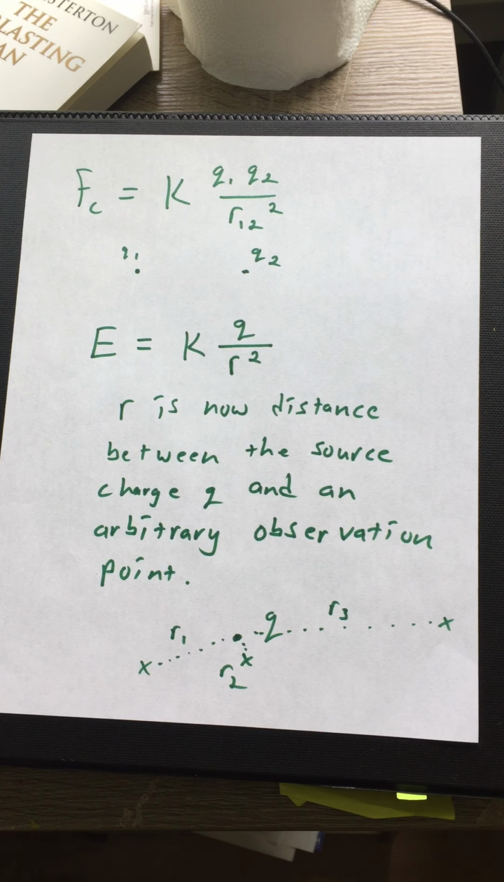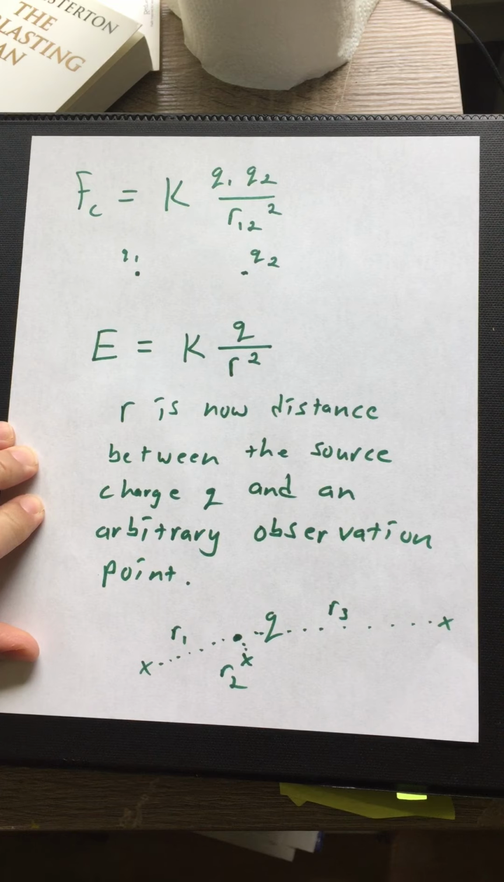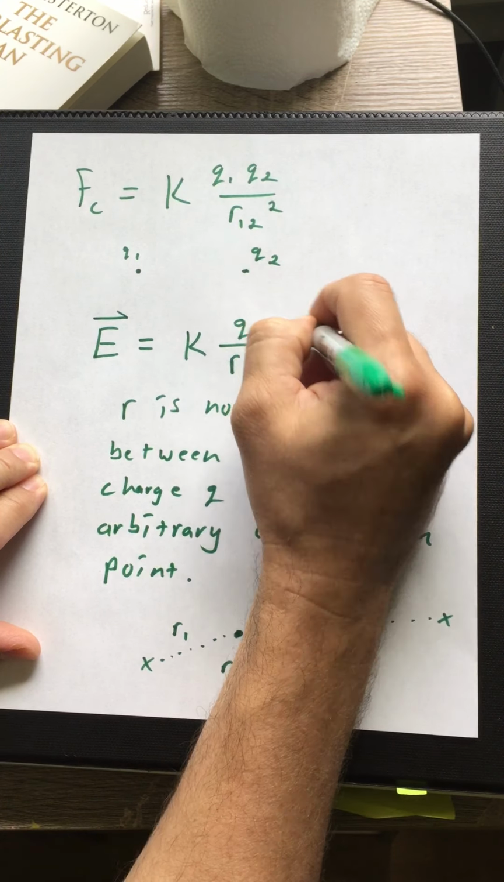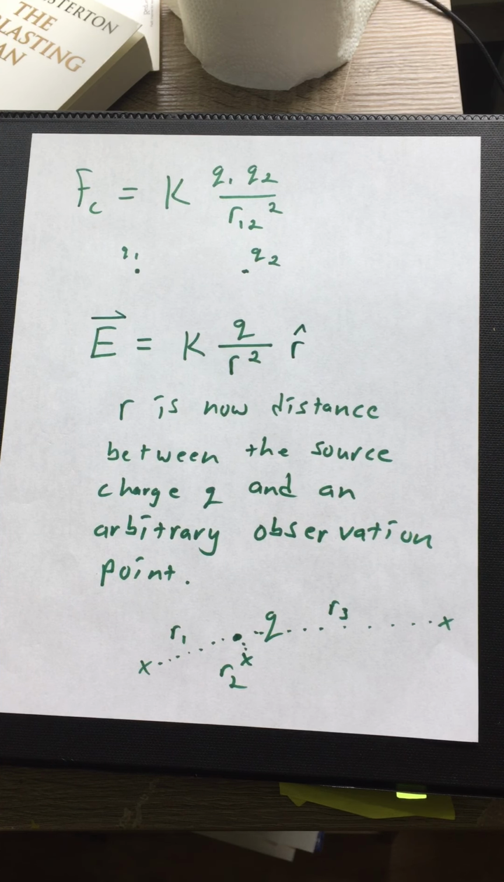If you want to make this a vector, which of course we will eventually, we can just add the vector nature here and put a placeholder unit vector here. Again, that will take different forms depending on what coordinate system you're in. If you're in a spherical coordinate system, it's going to look like R. If you're in Cartesian, it'll be an I hat, J hat, X hat, if that language makes sense to you.